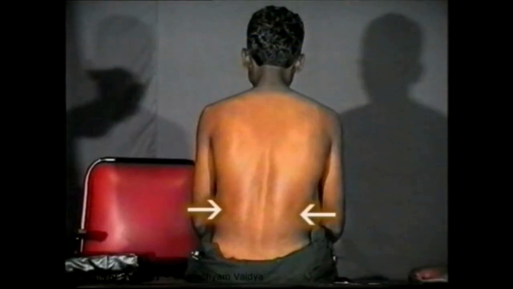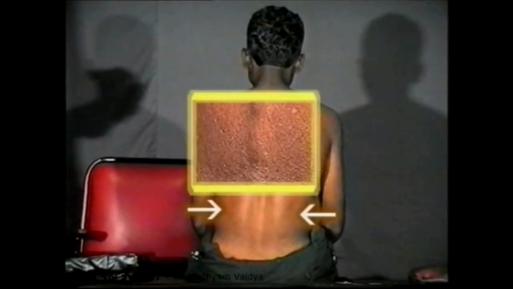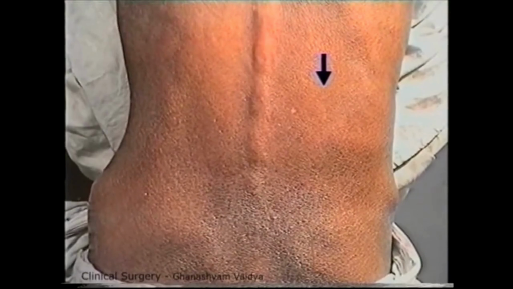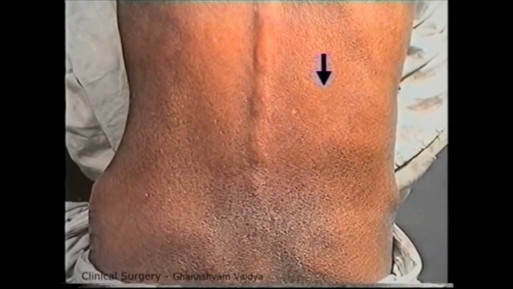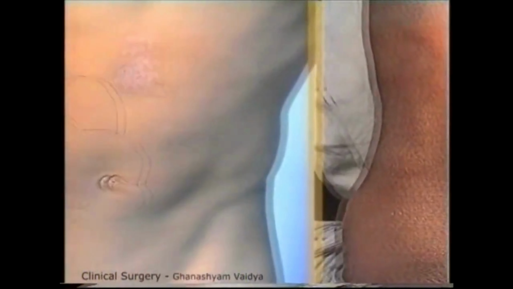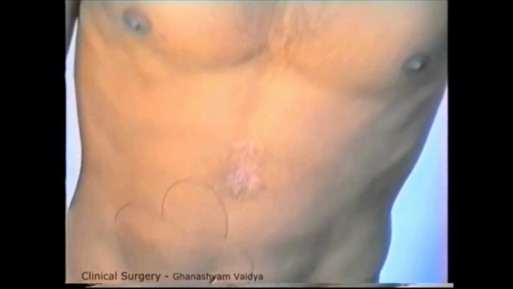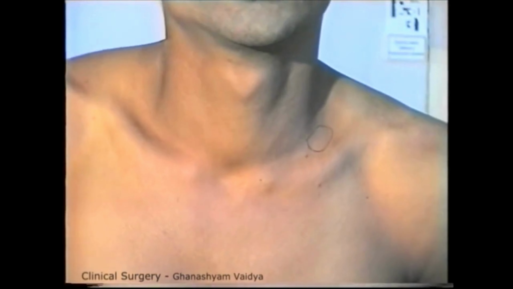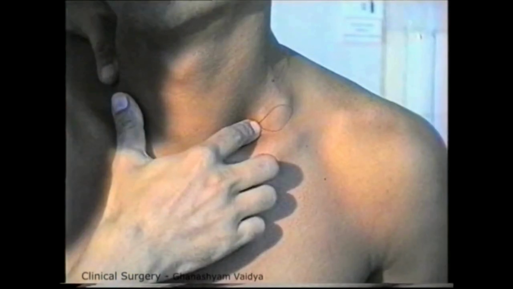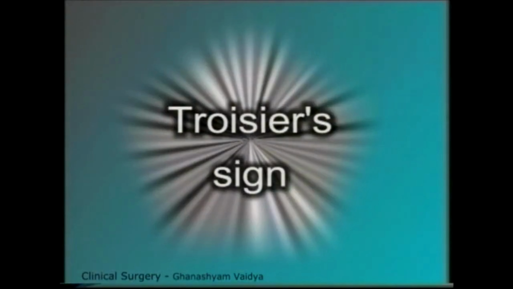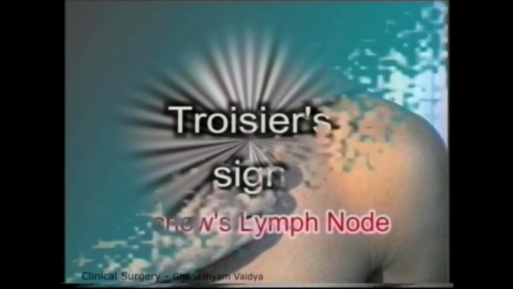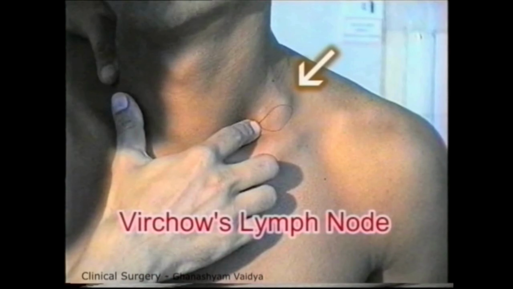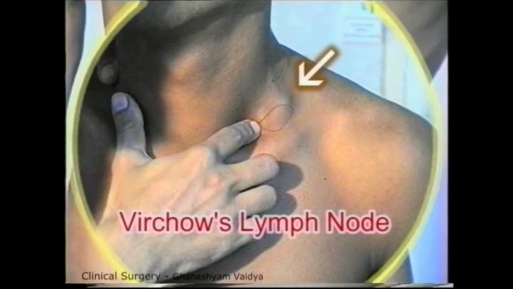Then inspect the renal angles for fullness. Note the fullness of renal angle on the right side, in this case of a right renal lump. Lastly, inspect the left supraclavicular region for a swelling due to enlarged lymph nodes. Left supraclavicular lymph nodes can be enlarged due to secondary deposits from the malignancy of stomach, colon or testis, termed as the Troisier sign. And the enlarged left supraclavicular lymph nodes are termed as the Virchow's nodes.